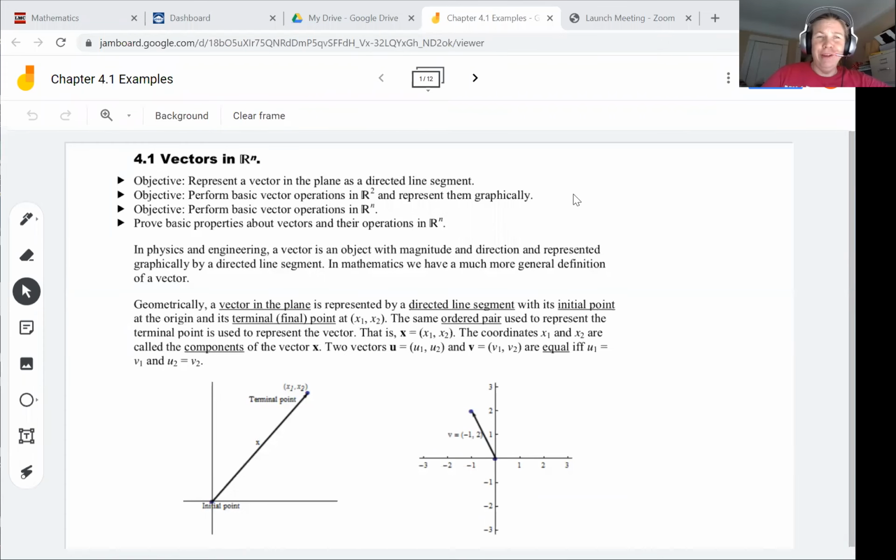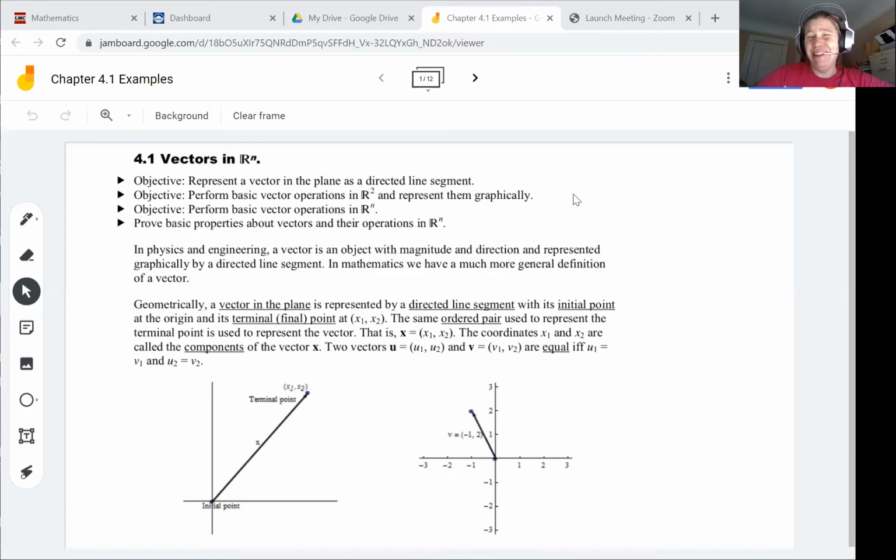In this video, we take a look at chapter 4.1, which is all about vectors. We are going to start by looking at vectors in the plane, what we call R2, the two-dimensional space of real numbers. And then we are going to shift to looking at vectors in what we call Rn, the n-dimensional space of real numbers. We start with R2 because we can actually visualize R2.